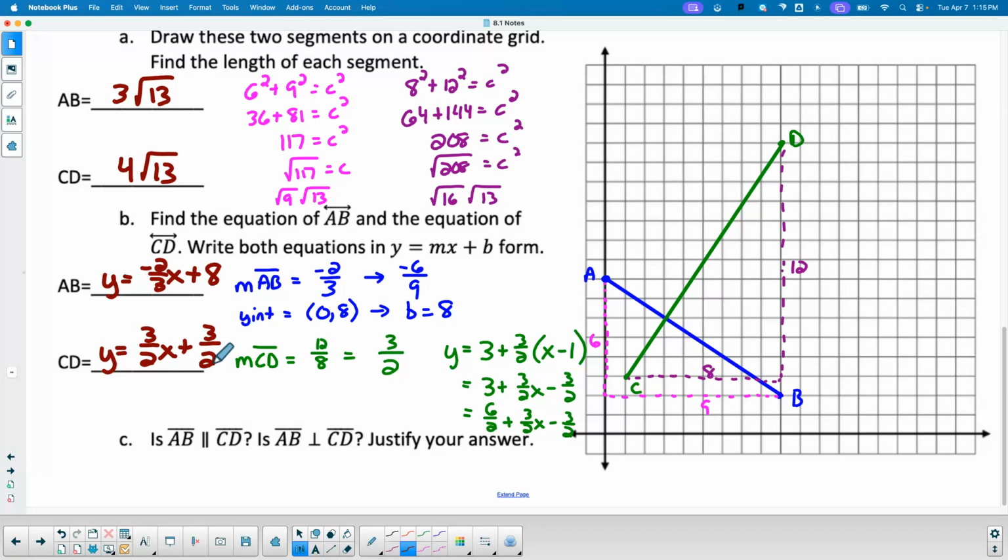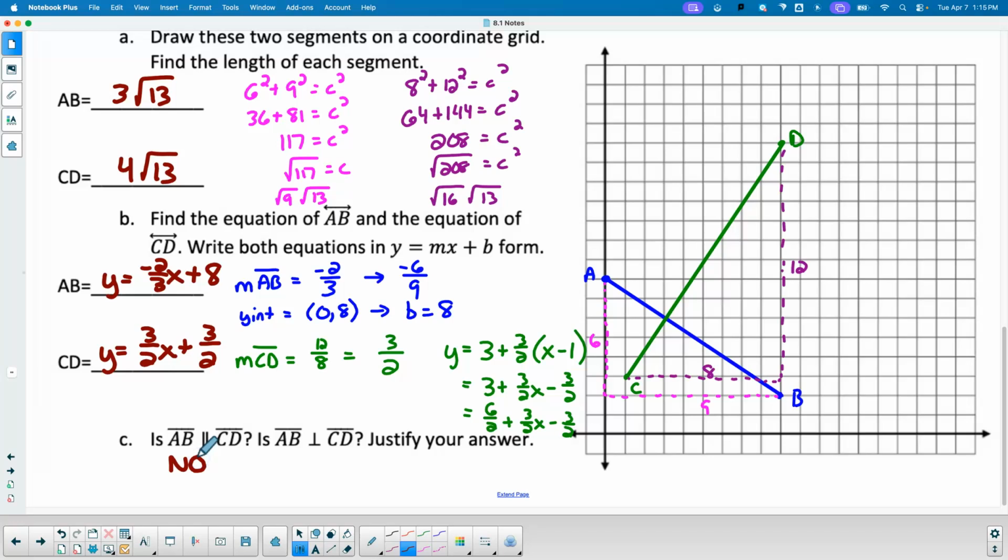Is AB parallel to CD? Why not? Say it louder. Because they intersect. They cross. Okay? So right away, done. They cross, so that's a hard no for parallel. They intersect. What's another reason why?